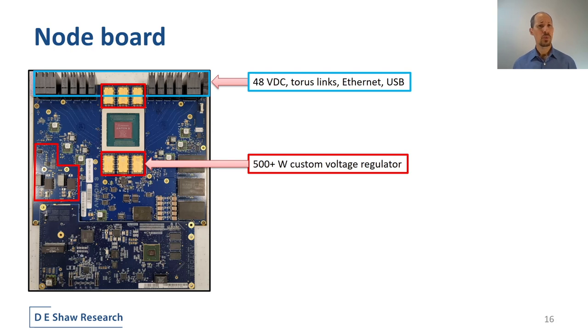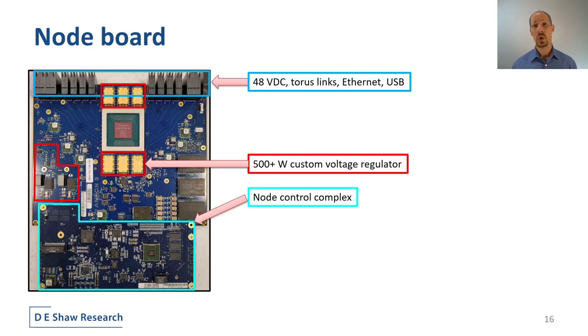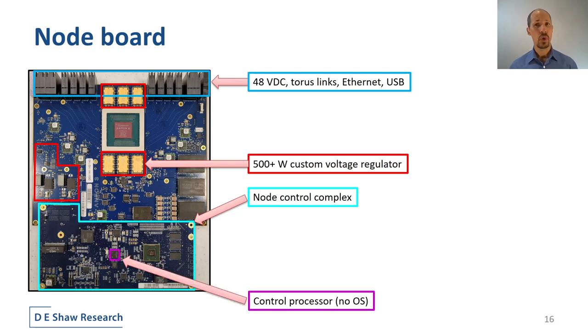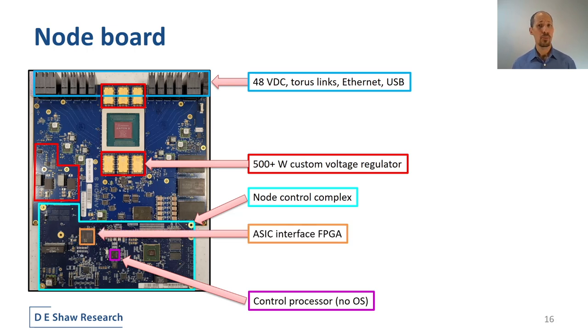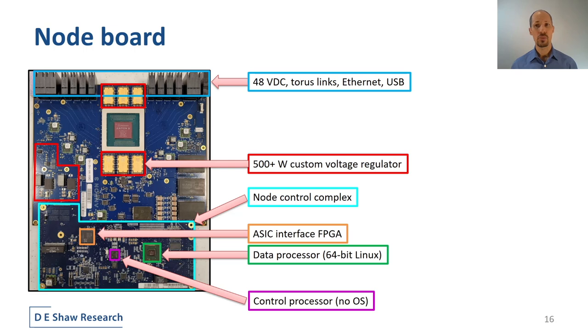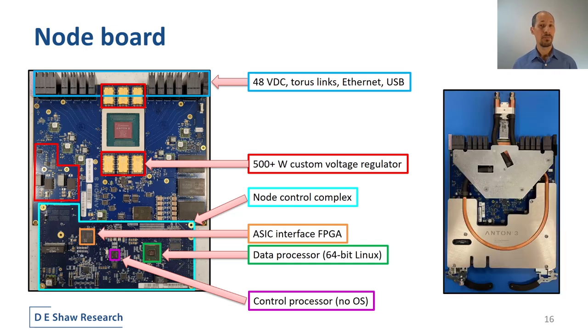Each node board is paired with a daughter card called the Node Control Complex, or NCC. An embedded processor on the NCC performs low bandwidth control functions, such as power supply sequencing and environmental monitoring. The ASIC host interface connects to an interface FPGA on the NCC for boot, test, and protocol translation. This FPGA presents a PCIe interface to a data processor, which runs an embedded Linux distribution and bridges the Anton 3 ASIC to the outside world via Ethernet. Most of these components are covered by a water-cooled cold plate to form a complete node board assembly, as shown here on the right.